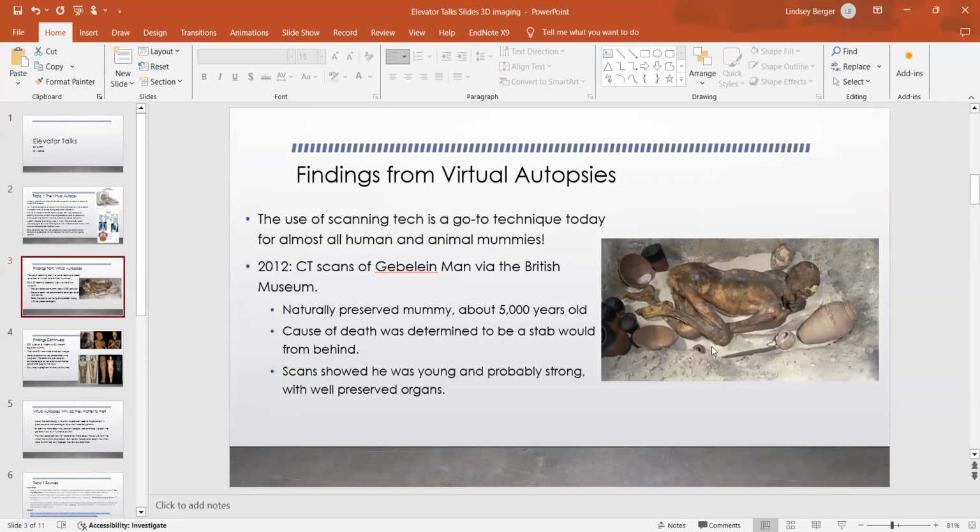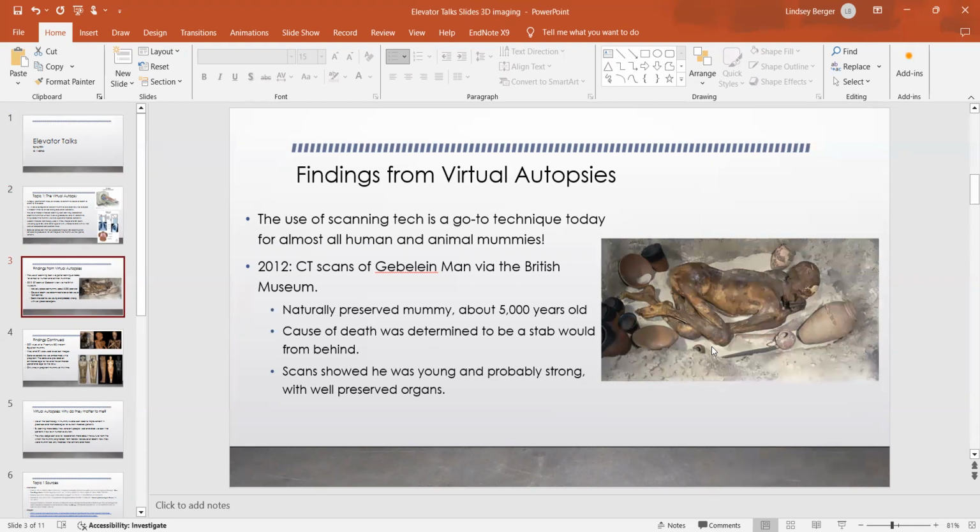It is in no way possible to talk about all the different things that have been found from X-rays and CTs and other virtual autopsy methods in less than 5 minutes. So I'm just going to highlight one anthropogenic mummy and one natural mummy that they have found that are really cool. The first one is this Gebelein man that the British Museum did a CT scan on in 2012.